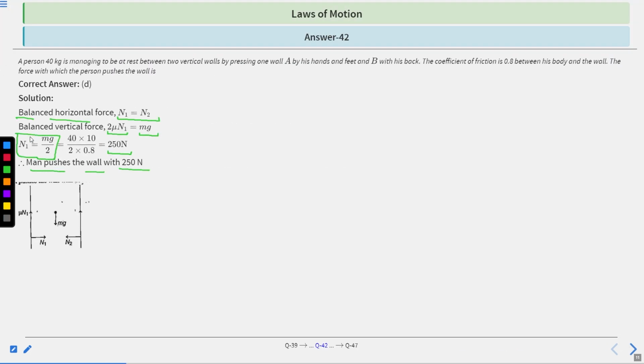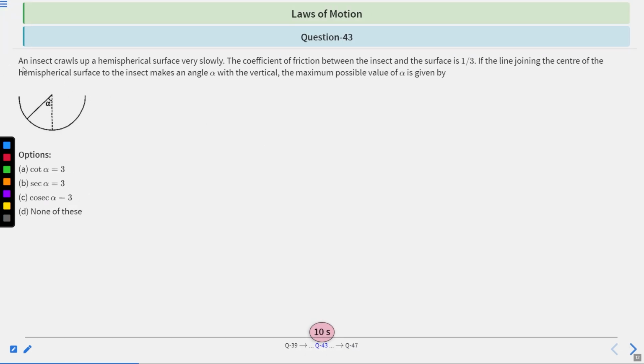Clear? Next question. An insect crawls up a hemispherical surface very slowly. The coefficient of friction between the insect and the surface is 1 by 3. If the line joining the center of the hemispherical surface to the insect makes an angle alpha with the vertical, the maximum possible value of alpha is given by. So here the question asks: the maximum possible value of alpha is what?